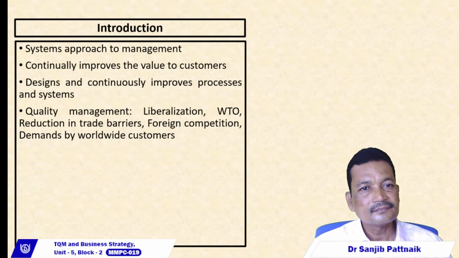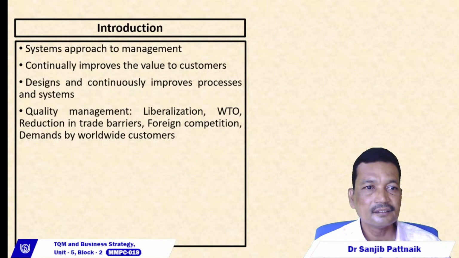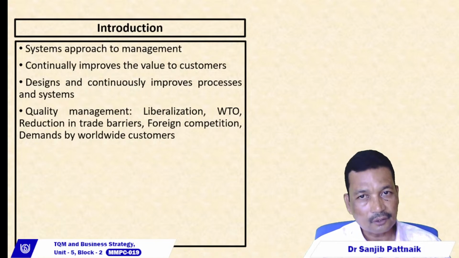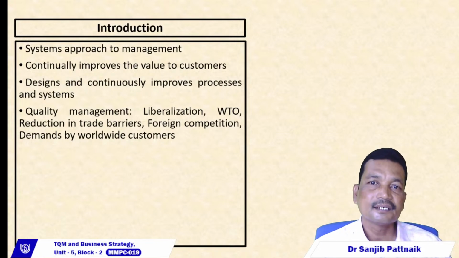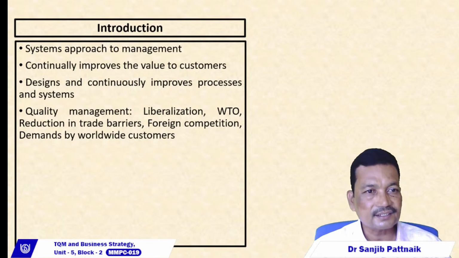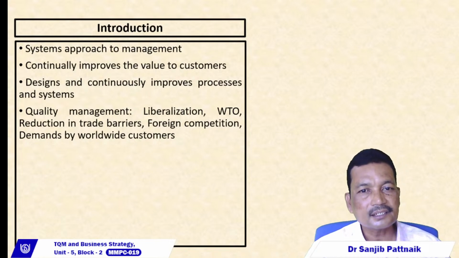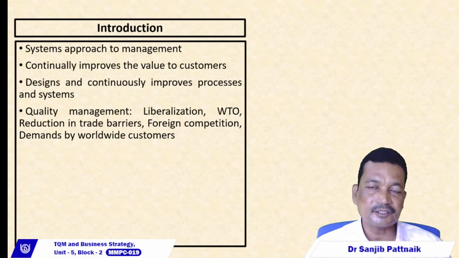How does it do it? The total quality management designs and continuously improves process and systems. Now, not every process or system is developed or designed in order to achieve the best of the quality. In order to achieve the best of the quality, it requires certain kinds of changes in the design, and the design should be adaptable to future changes. That means the quality will continuously improve by what? By improving the processes and systems in the long run.